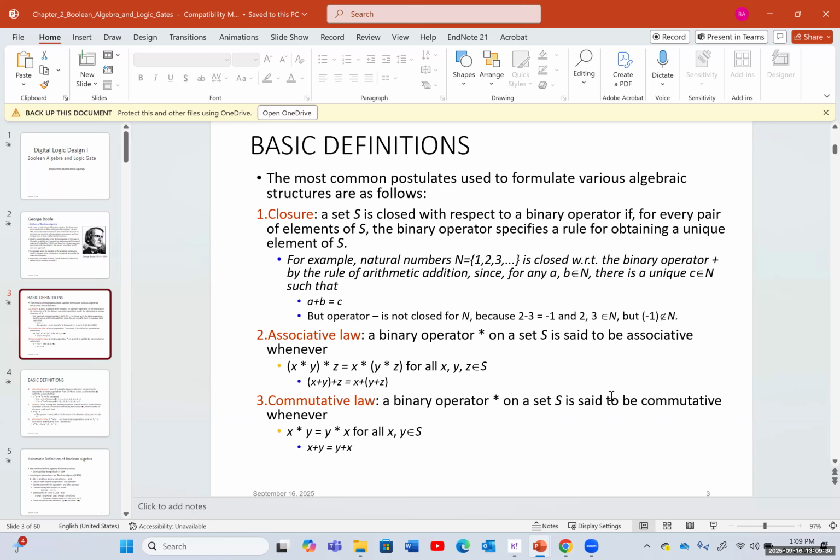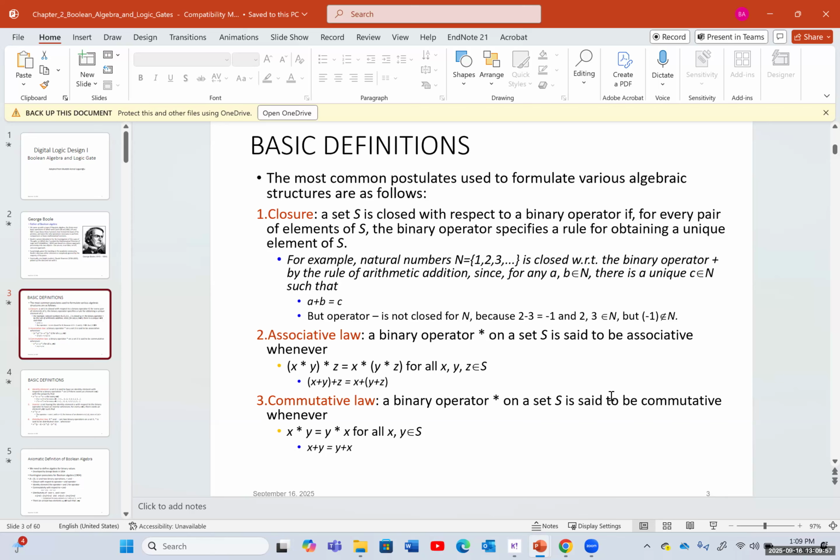And then we have the associative law. A binary operator like the AND operator, multiplication, on a set S is said to be associative whenever (X AND Y) AND Z is equal to X AND (Y AND Z), for all X, Y, and Z. Or (X plus Y) plus Z is equal to X plus (Y plus Z).